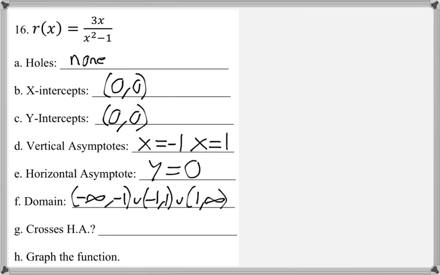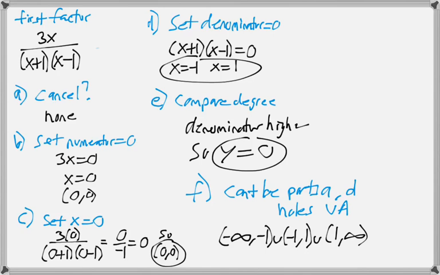And then it wants to know, does our graph actually cross the horizontal asymptote? So is it going to cross y is equal to 0? And to do that, we need to set our function equal to the horizontal asymptote.